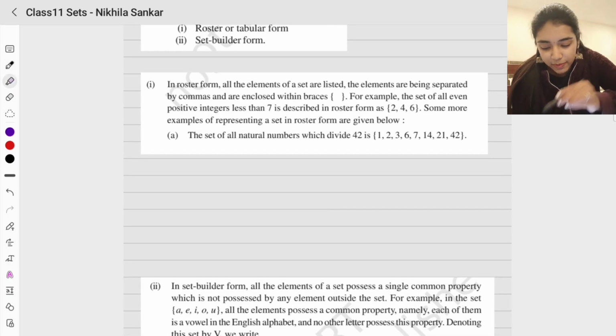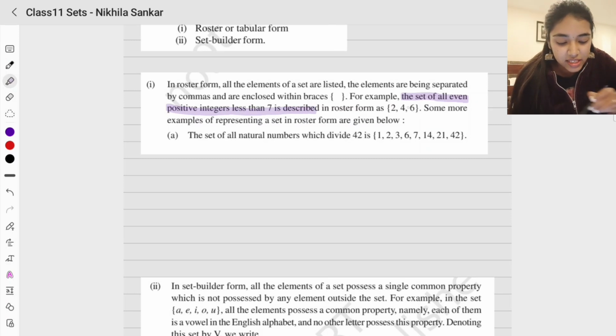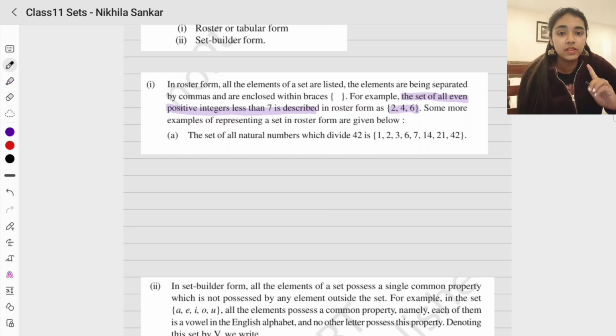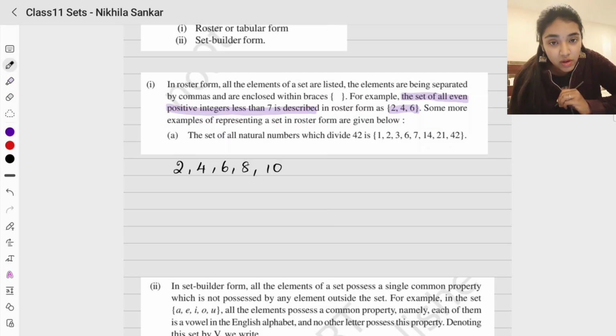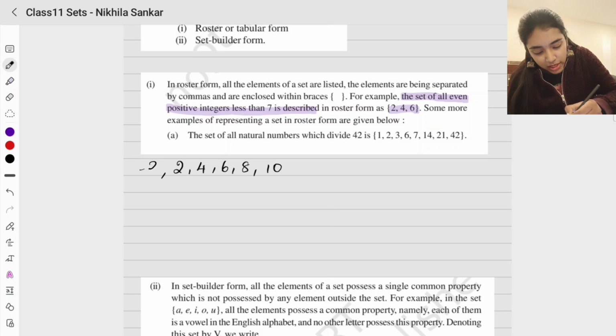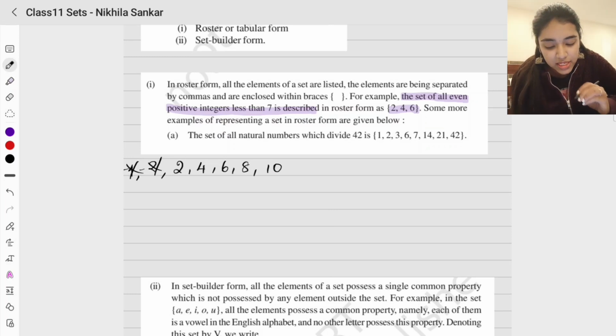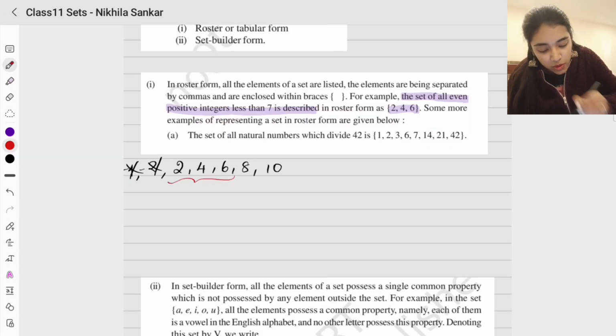ஓகே, ஸோ ஃபார் எக்ஸாம்பிள் roster formல the elements are listed. இப்போ வந்து எங்க என்ன எக்ஸாம்பிள் கொடுத்துருக்கு, the set of all even positive integers less than 7 is described in roster form. ஸோ என்ன கொடுத்துருக்கு, set of all even positive numbers. ஈவன்னாலே நம்பர் எதுலேருந்து ஆரம்பிக்கும், 2 4 6 8 10 ஆரம்பிக்கும். அவன் பாசிட்டிவ் நம்பர்ஸ்னு சொல்லிட்டான். ஸோ யூ வில் நாட் ஹேவ் -2 -4 இதெல்லாம் இருக்காது. யூ வில் நாட் ஹேவ் எனி நெகட்டிவ் நம்பர்ஸ். பாசிட்டிவ் இன்டீஜர்ஸ் விச் ஆர் less than 7. less than 7னா எந்த 3 நம்பர் வரும், only 3 numbers.